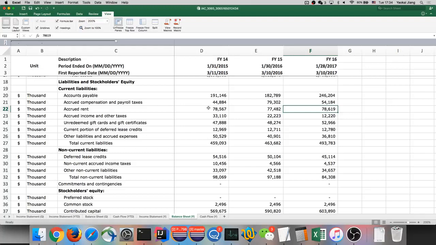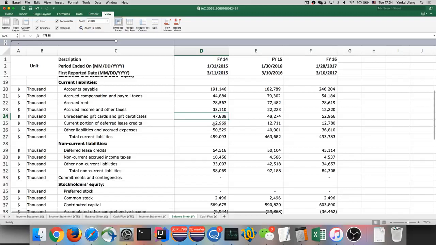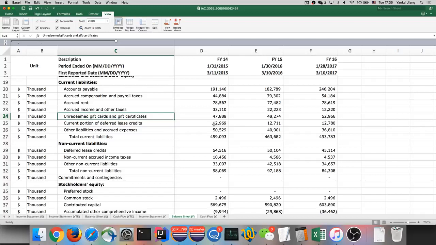Basically, I pay rent in some kind of installments, and because the cutoff is at some point, there is a portion that I'm supposed to have paid, but because of the schedule, I haven't paid. Accrued income and other taxes are the taxes that I owe and would need to pay at some fixed time. I think the IRS asks you to pay every quarter, but it does not necessarily line up with your financial quarters. Unredeemed gift cards, wow, this is very specific to AEO because they sell gift cards, and if you sell a gift card, you get cash, but actually you owe them some merchandise. So that's that. Current deferred lease credits.